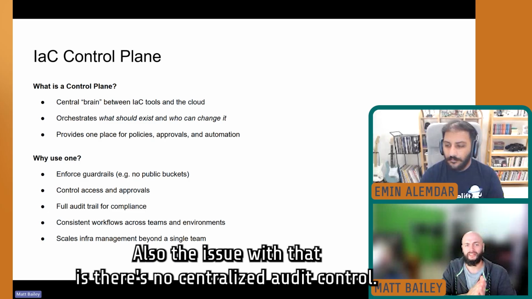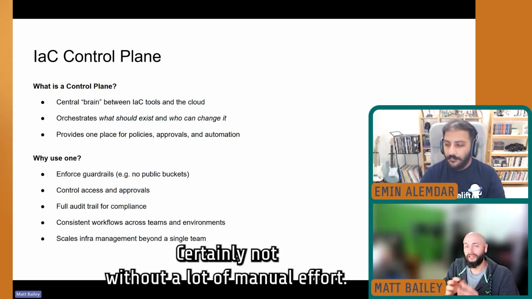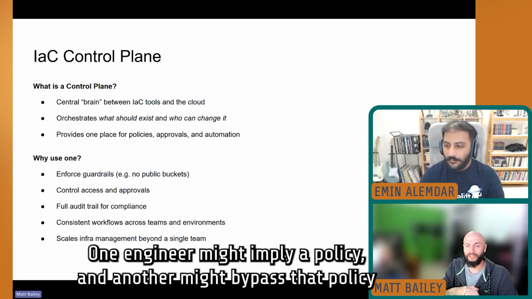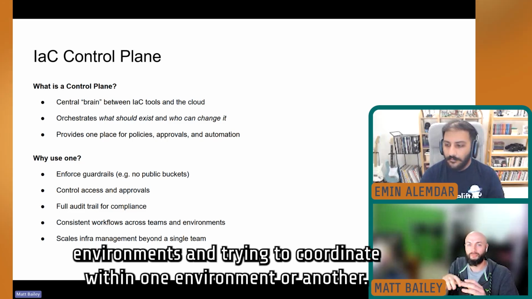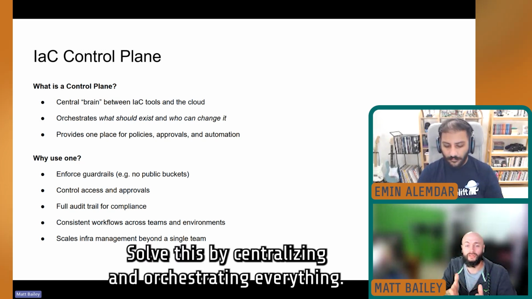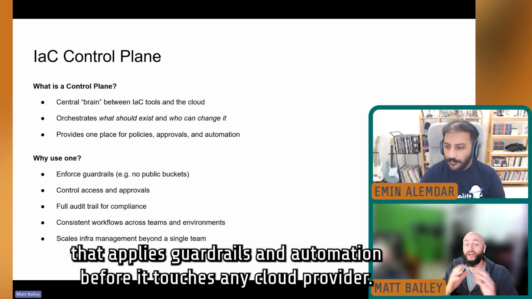Also, the issue with that is there's no centralized audit control. You don't know who ran what or when, certainly not without a lot of manual effort. This leads to inconsistent enforcement as well. One engineer might apply a policy and another might bypass that policy by accident. It's really difficult to scale when many teams are managing multiple environments and trying to coordinate within one environment or another without having a control plane. So control planes solve this by centralizing and orchestrating everything. Every infrastructure change is funneled through a single system that applies guardrails and automation before it touches any cloud provider.